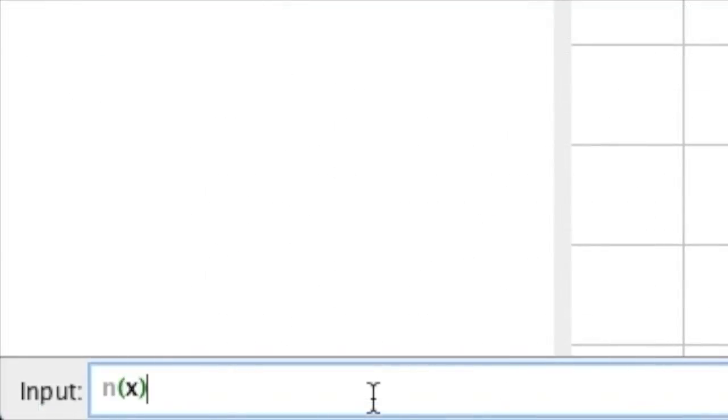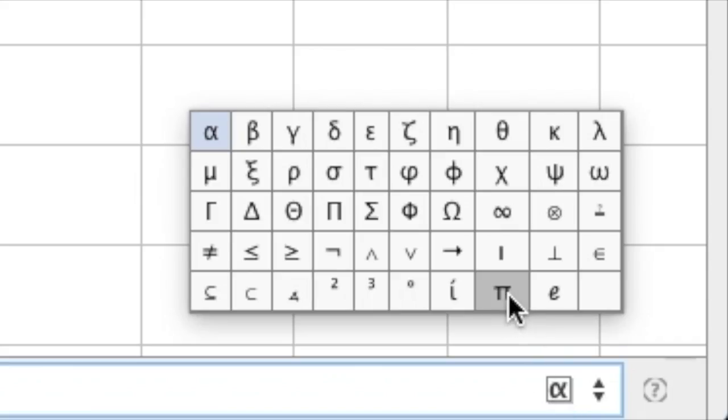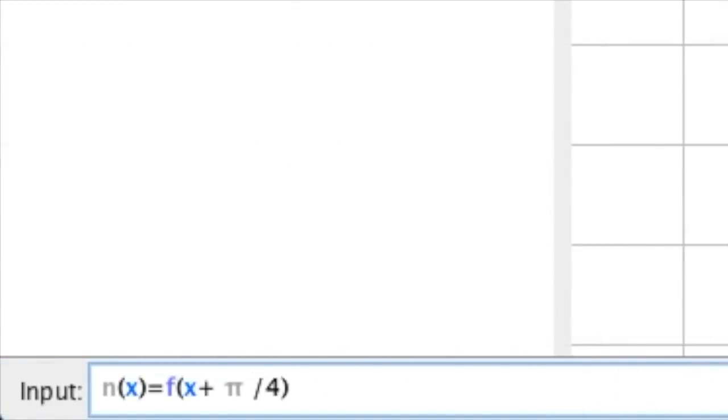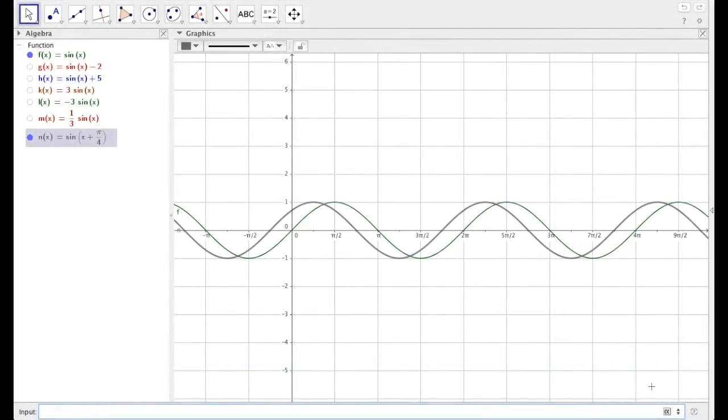So let's do n of x equals f of, and we're going to do x plus pi fourths. So x plus, click on the symbol over here and click on pi. It's down here in the bottom right instead of with the rest of the Greek letters. Pi divided by 4. And here, if you notice, it's actually shifted left pi fourths. Pi fourths is this distance here. So all of the x values have actually moved left pi fourths. That might seem a little counterintuitive because I'm adding pi fourths, but it actually did, as you can see, move the function left pi fourths.